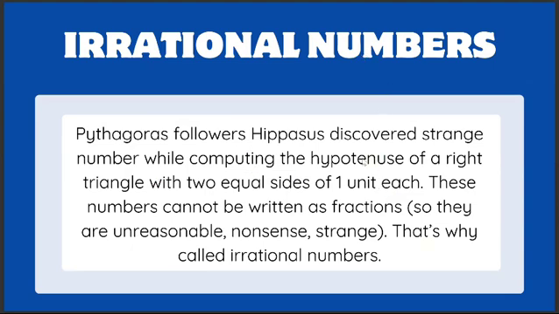In today's world, we know that this number is an irrational number because it is a non-terminating and non-recurring decimal fraction. These numbers cannot be written as fractions, so that is why they were unreasonable, they were nonsense and called strange by the scientists of that era, and they were not accepted at that time.